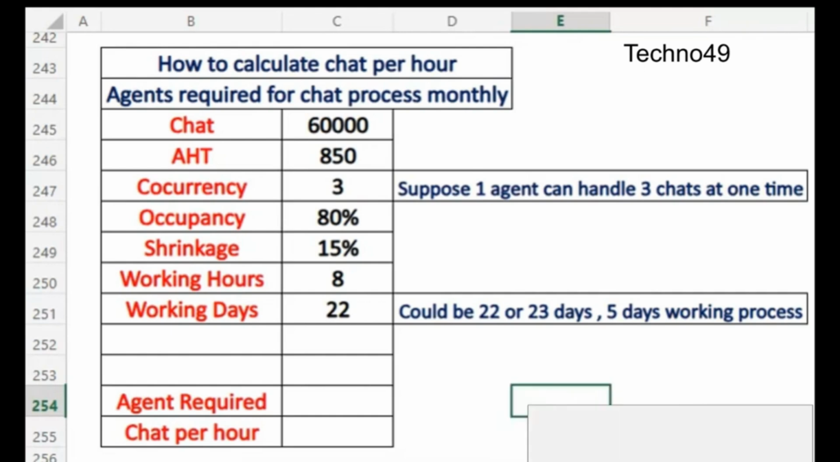In today's video, I will be talking about how we can calculate chats per hour and the agents required for a chat process monthly, on the basis of the components or metrics I have mentioned on the screen.